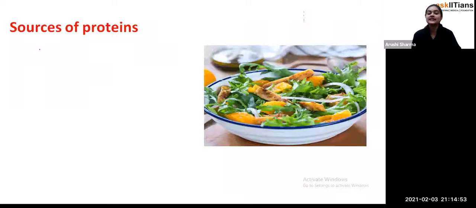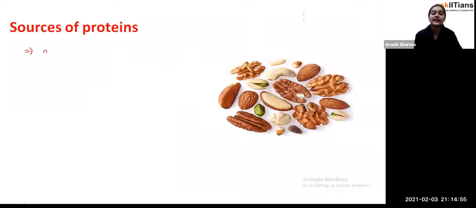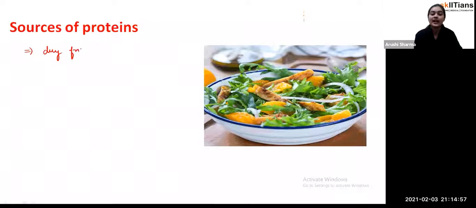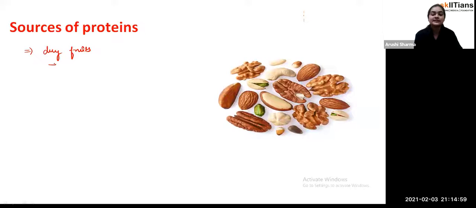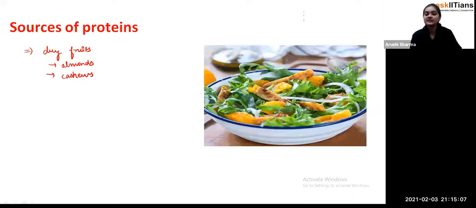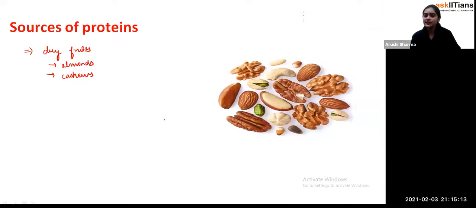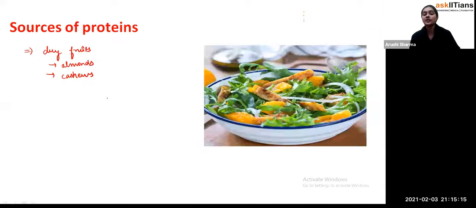As you can see here, the dry fruits which we are having, such as almonds and cashews, so many things are present here. All these are the sources of protein. That means after consuming them, or paneer, and different things, we get more amount of protein. For example, egg is also one of them.